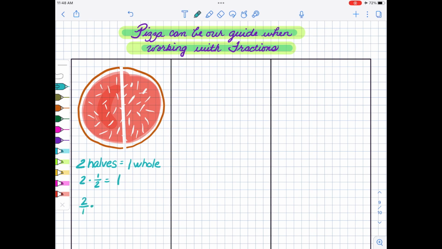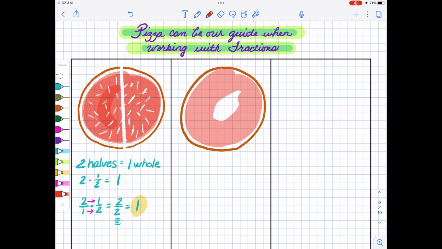Next, let's turn 2 into a fraction by putting it over 1. Do you see that if we multiply the numerators and denominators straight across, we're going to get the answer that we're looking for? We get 2 over 2, and that equals 1, so it looks like we're on the right track. If we don't get 1, then we know we've done something wrong.